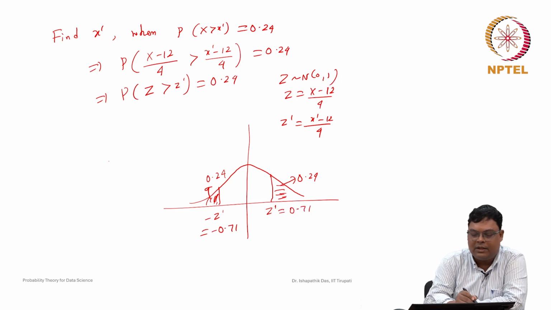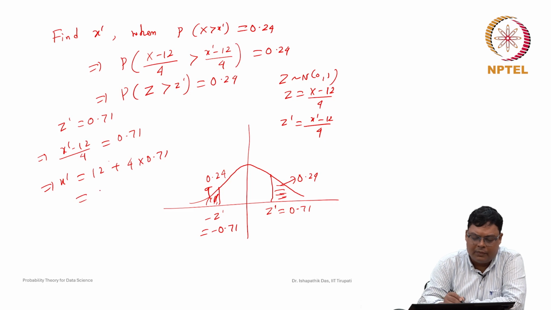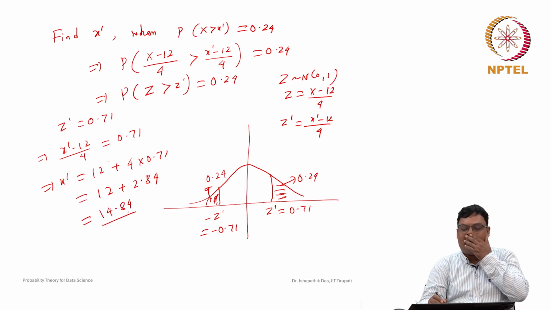So, we got that z dash is equal to 0.71, which implies (x dash minus 12) by 4 is equal to 0.71, which implies x dash is equal to 12 plus 4 into 0.71. So, we have to just compute it. So, it is 12 plus 4 times 2.84, please check that this is correct. So, this is nothing but 14.84. So, this x dash value is nothing but 14.84.